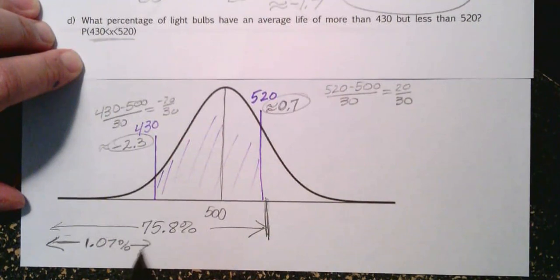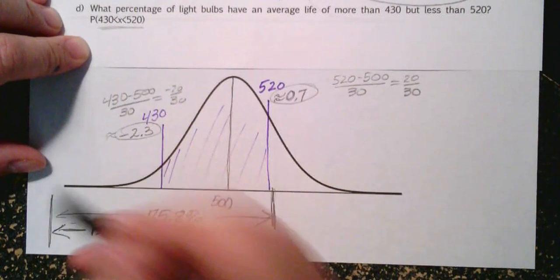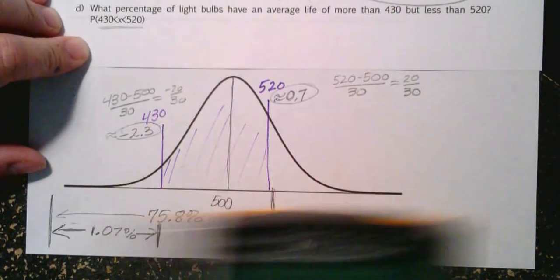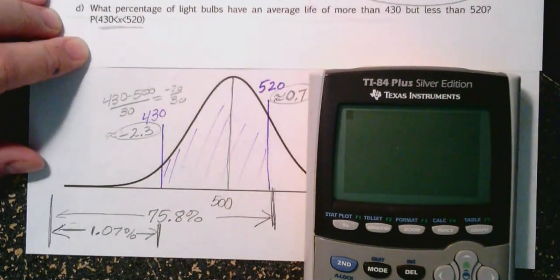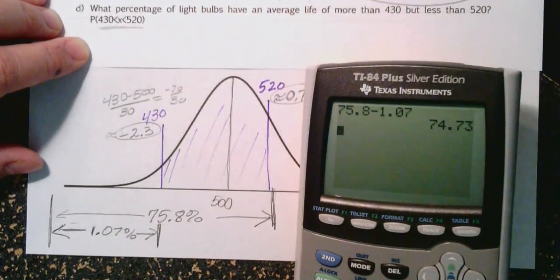1.07% falls in between there. Okay? So if I know this whole section is 75.8% and this part here that I don't want is 1.07%, then what I'm going to do is subtract 75.8% minus 1.07%. Now I've been changing these to percentages. If you want to, you can just leave it as a decimal in the table until you get to the final answer. And that tells me that 74.73% of my data is between there.